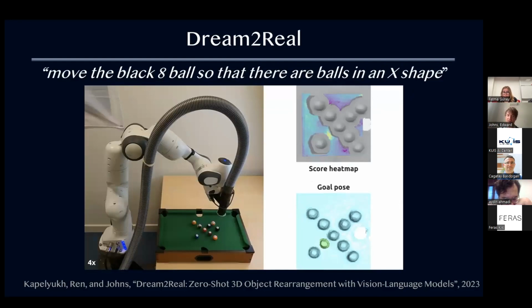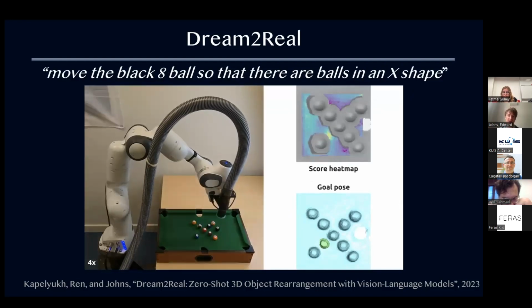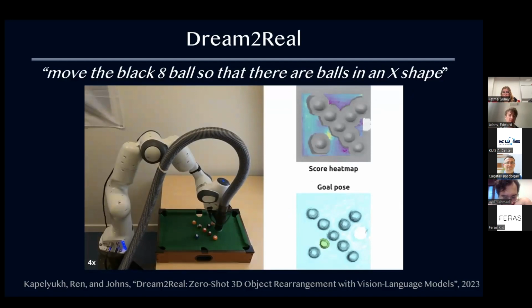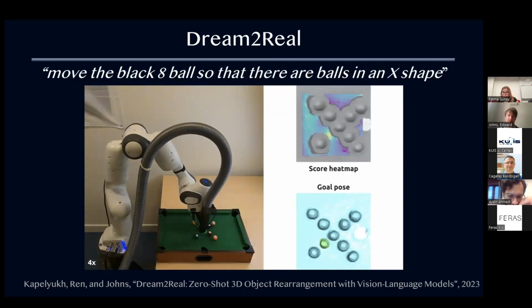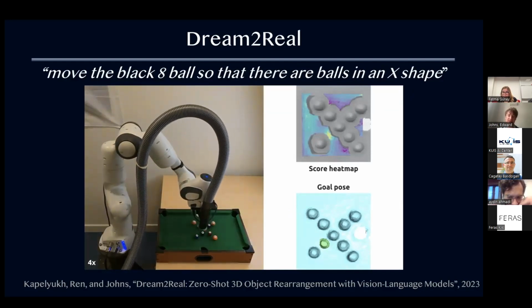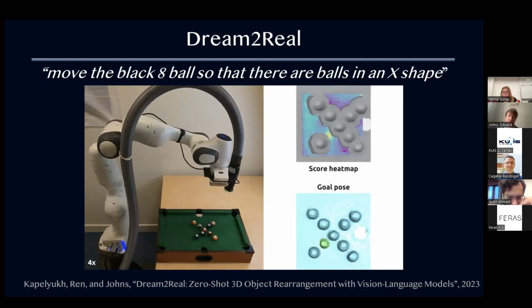And finally here, we can also create shapes. So we have some pool balls on a table and we want the robot to create an X shape. So the robot imagines the balls in lots of different poses. And then when it renders an image of the one where the balls are all in an X shape, that has very high similarity to the language command.